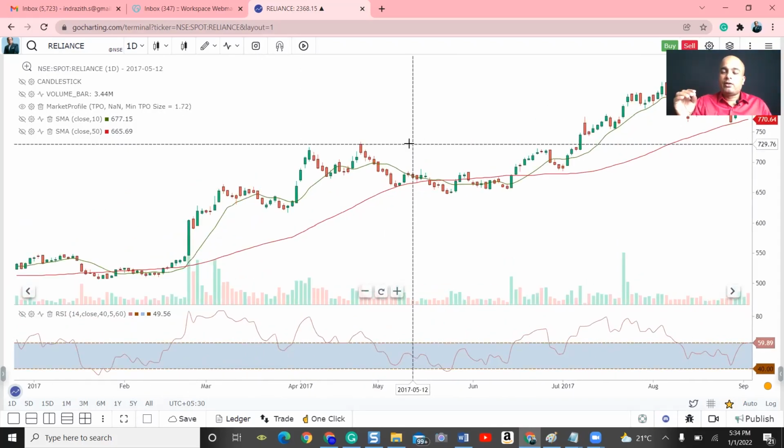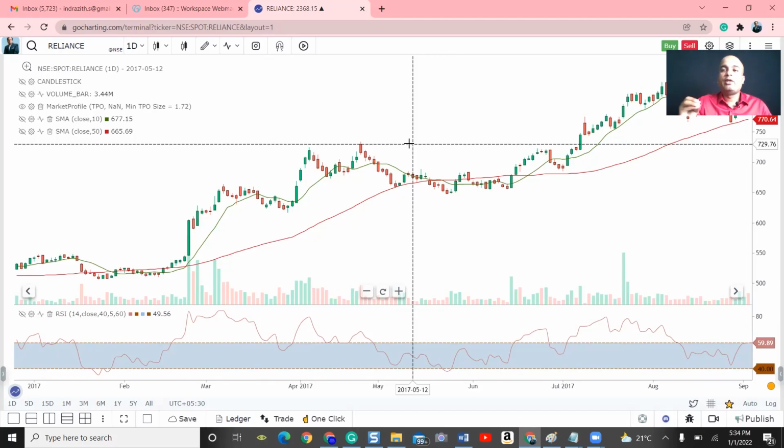For a short trade, we can use it in the same way, but I don't recommend it because we have other sophisticated systems to take short trades. But for long trades, for positional traders, this is the best system. Just use RSI and moving average crossover, and you can make good profits in most of the trades.